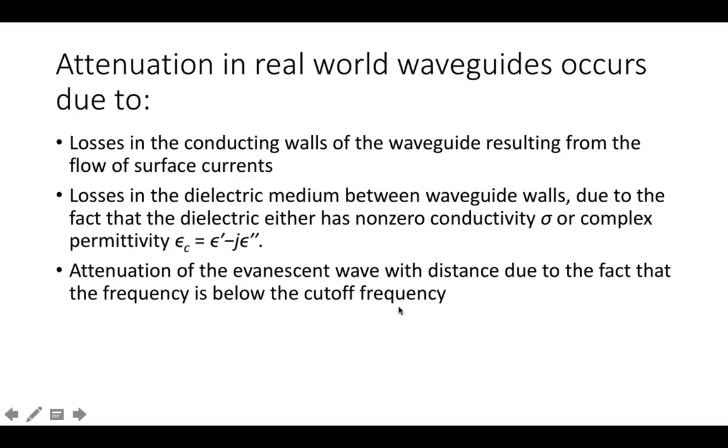And then finally, we also get attenuation of a wave if it's an evanescent wave, meaning it's a wave that doesn't meet the frequency criteria to propagate in a waveguide of specific dimensions. So this frequency would be below cutoff. We'll still get some propagation, but it will die off relatively quickly.